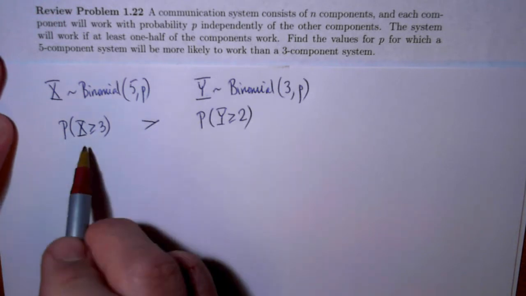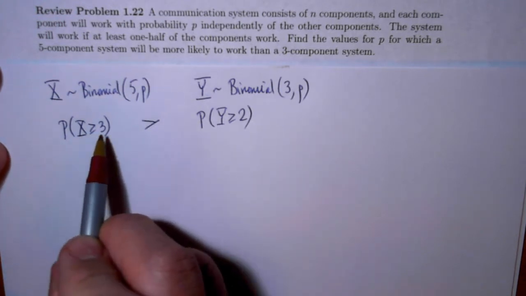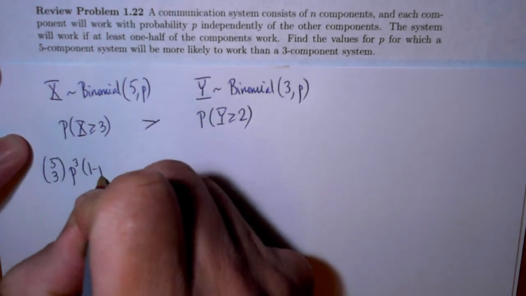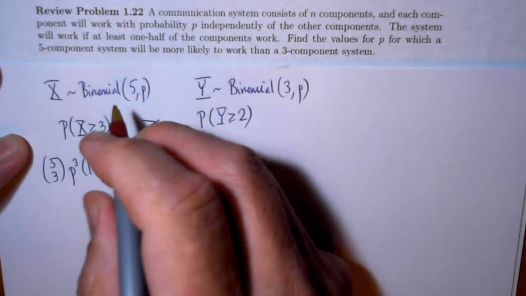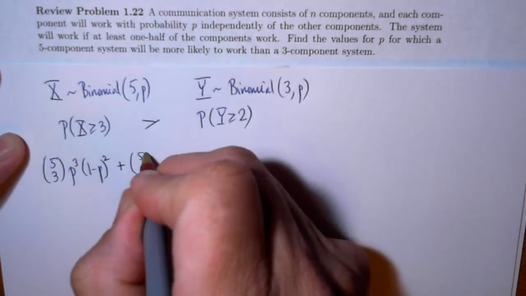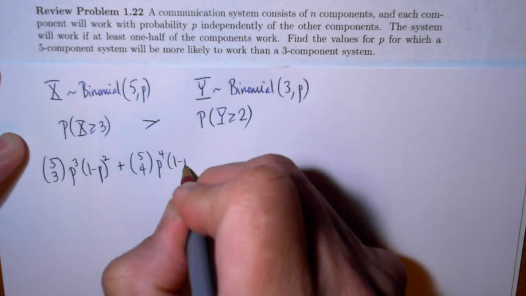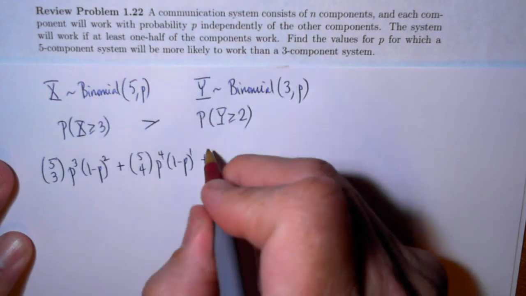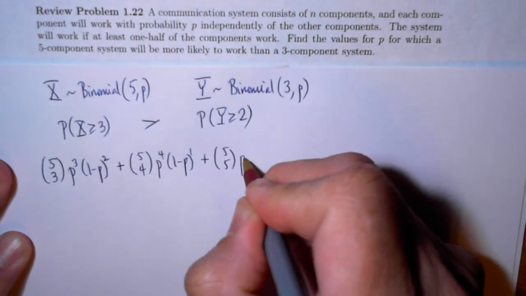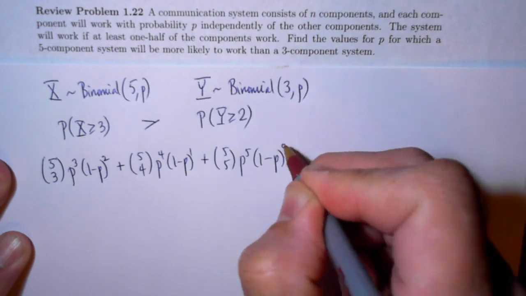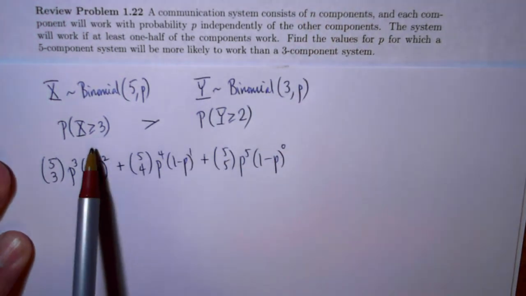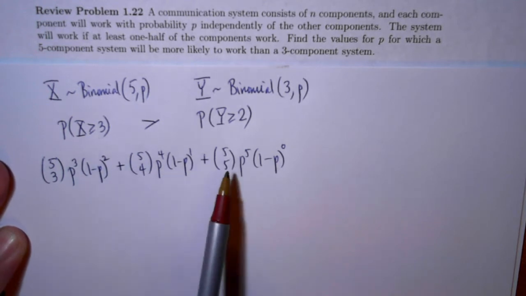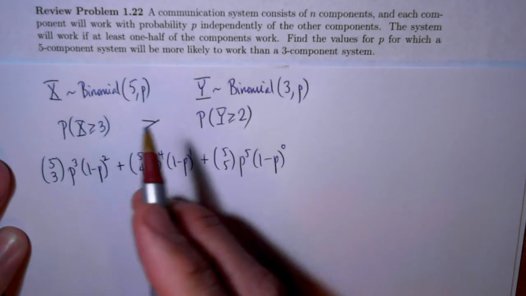All right, here we go. The chance that x is greater than or equal to 3. Well, the chance that x equals 3 is 5 choose 3, p to the third, 1 minus p to the second. The chance that x is equal to 4 is 5 choose 4, p to the fourth, 1 minus p to the first. And the chance that x is equal to 5 would be 5 choose 5, p to the fifth, 1 minus p to the 0. So these 3 terms added together is the probability that x is at least equal to 3. That it's equal to 3, or it's equal to 4, or it's equal to 5. So that's the left-hand side.